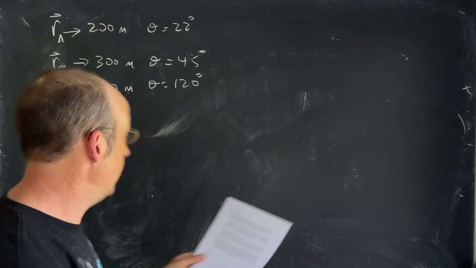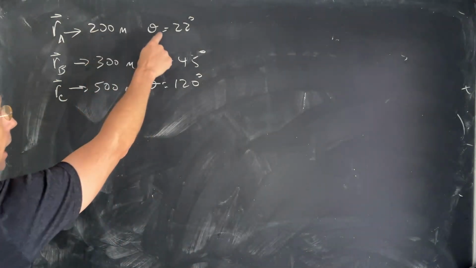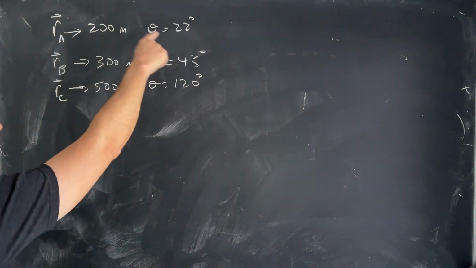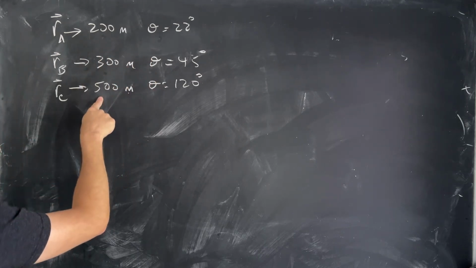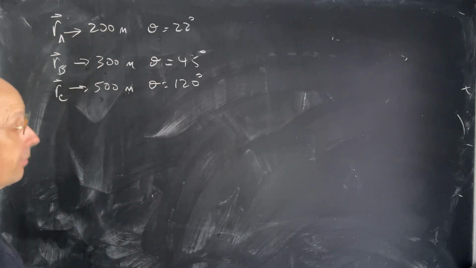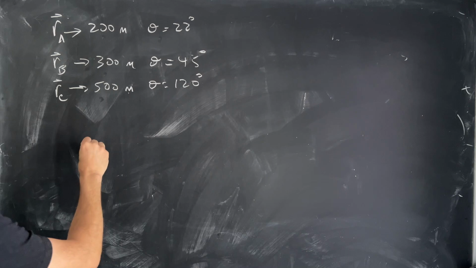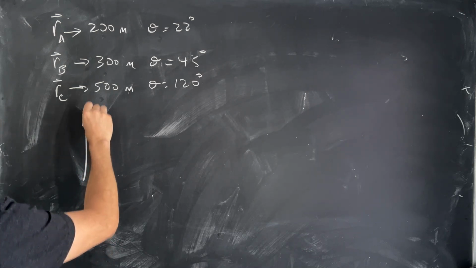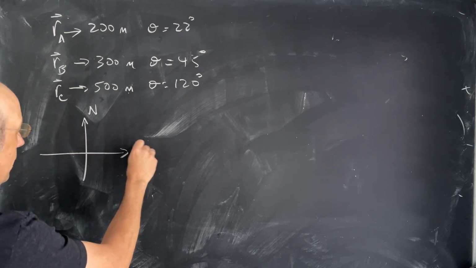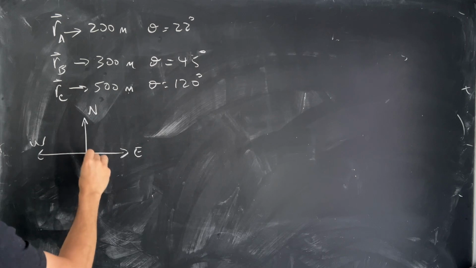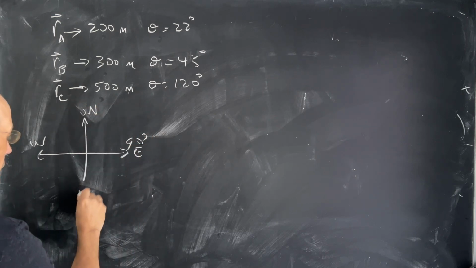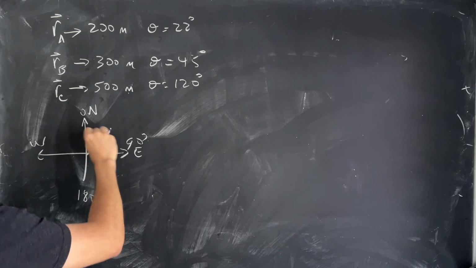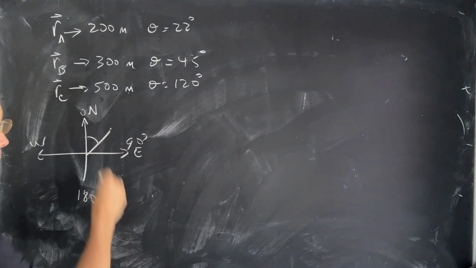The first one is 200 meters at a heading of 22 degrees. Then you move 300 meters at a heading of 45 degrees. And finally, 500 meters at a heading of 120. So just a reminder, these headings: if this is north and that's east and that's west, so that's 0 degrees, this is 90 degrees, 180 degrees. So that's our theta like that.